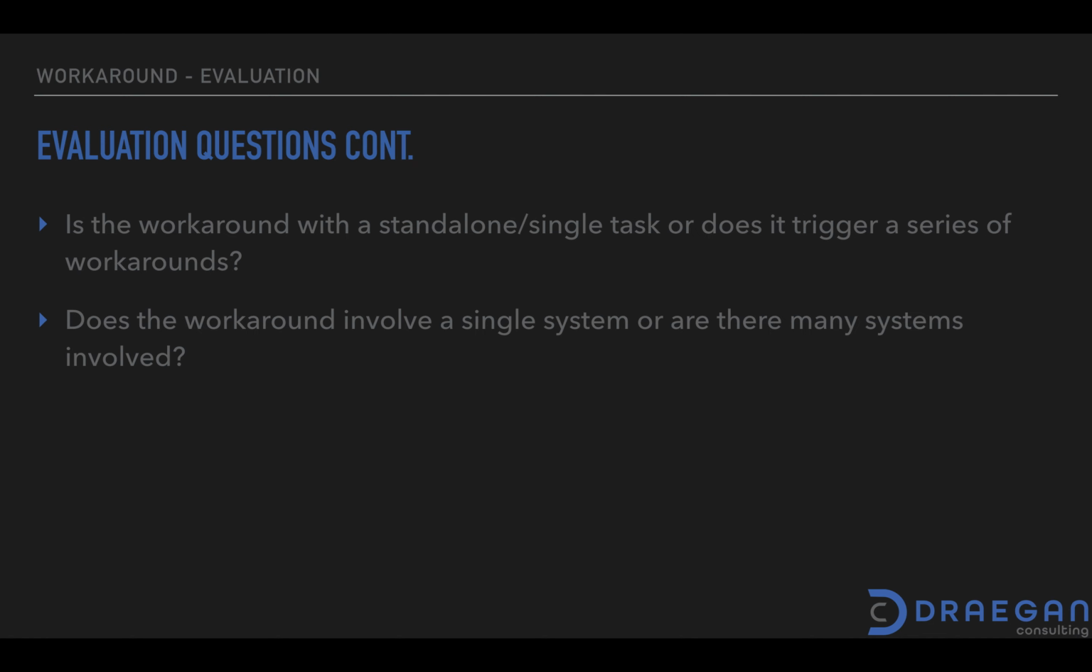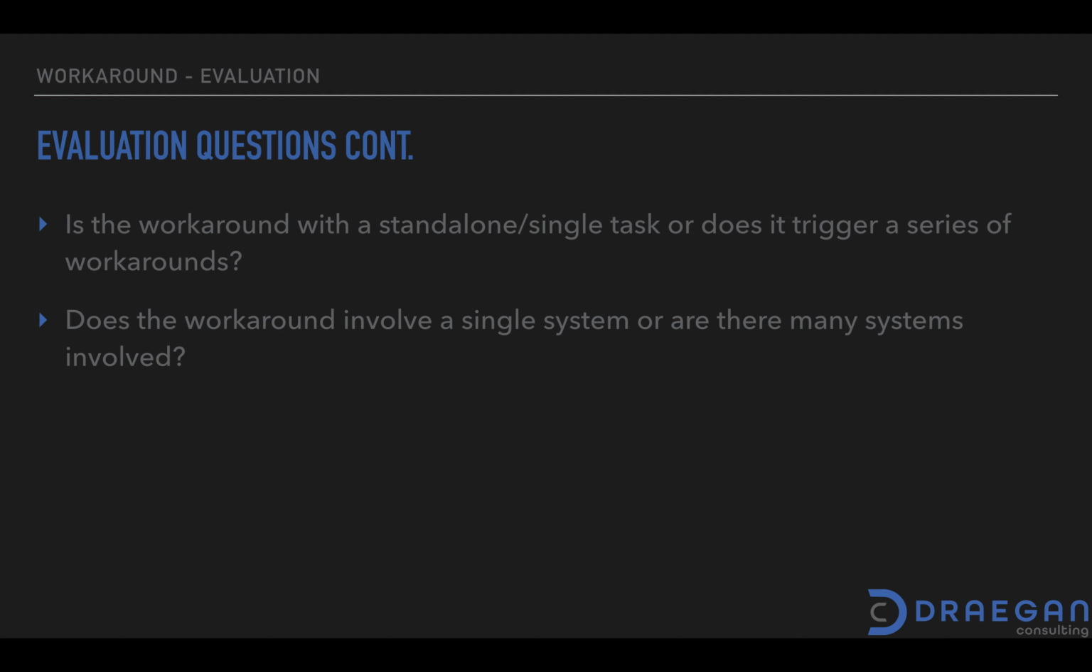Is the workaround with a standalone or a single task? Is it simply one action that's being done differently? Or does it actually trigger a series of tasks that need to also be done differently in a subsequent manner? So is it one drop-down choice that's missing and they're selecting other and free texting in? Or are they actually skipping the use of a section of documentation altogether and putting information somewhere different, so that users down the road actually have to look in a different spot, and to trend, they have to continue and perpetuate that workaround? So it's important to know whether it's standalone or whether it's actually starting a cascade of events.